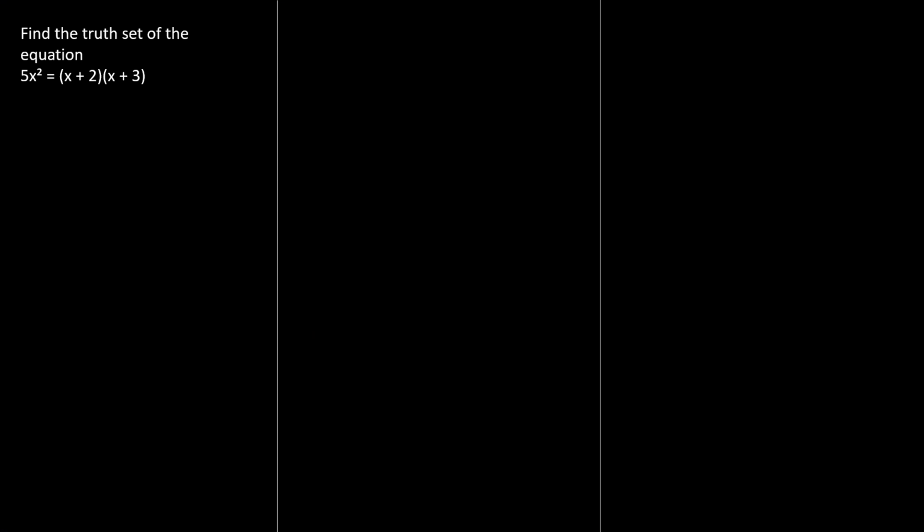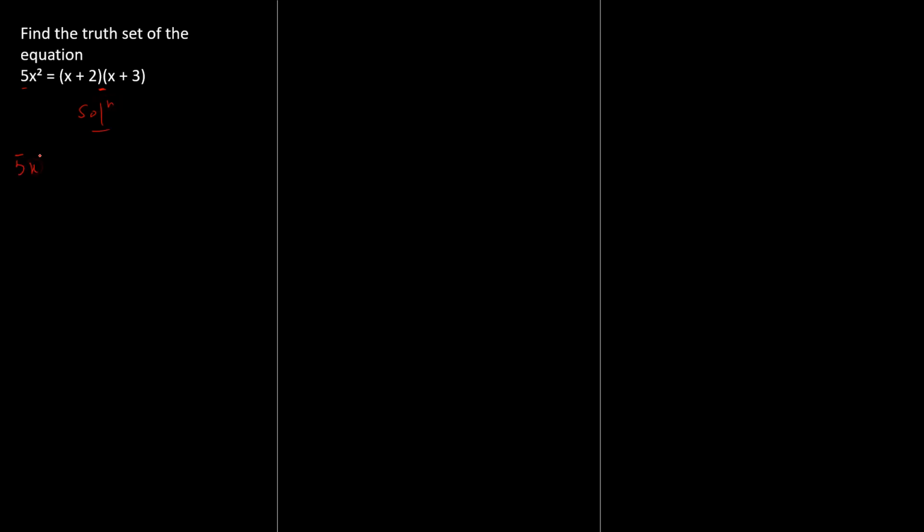The question says, find the true set of the equation 5x squared is equal to (x plus 2)(x plus 3), okay? You can see that these are multiplying themselves. So let's solve it. I need to show my solution, and definitely this is a core maths question, so I'm going to solve it in a core maths way.